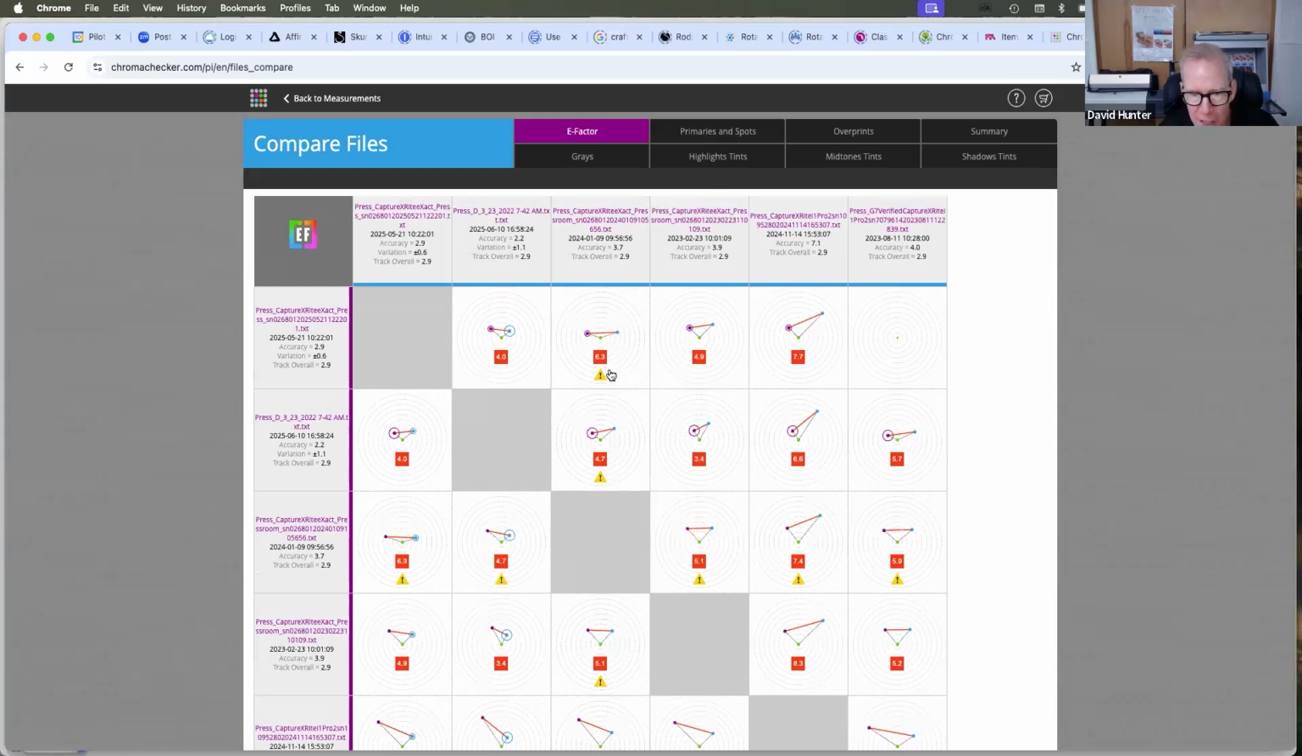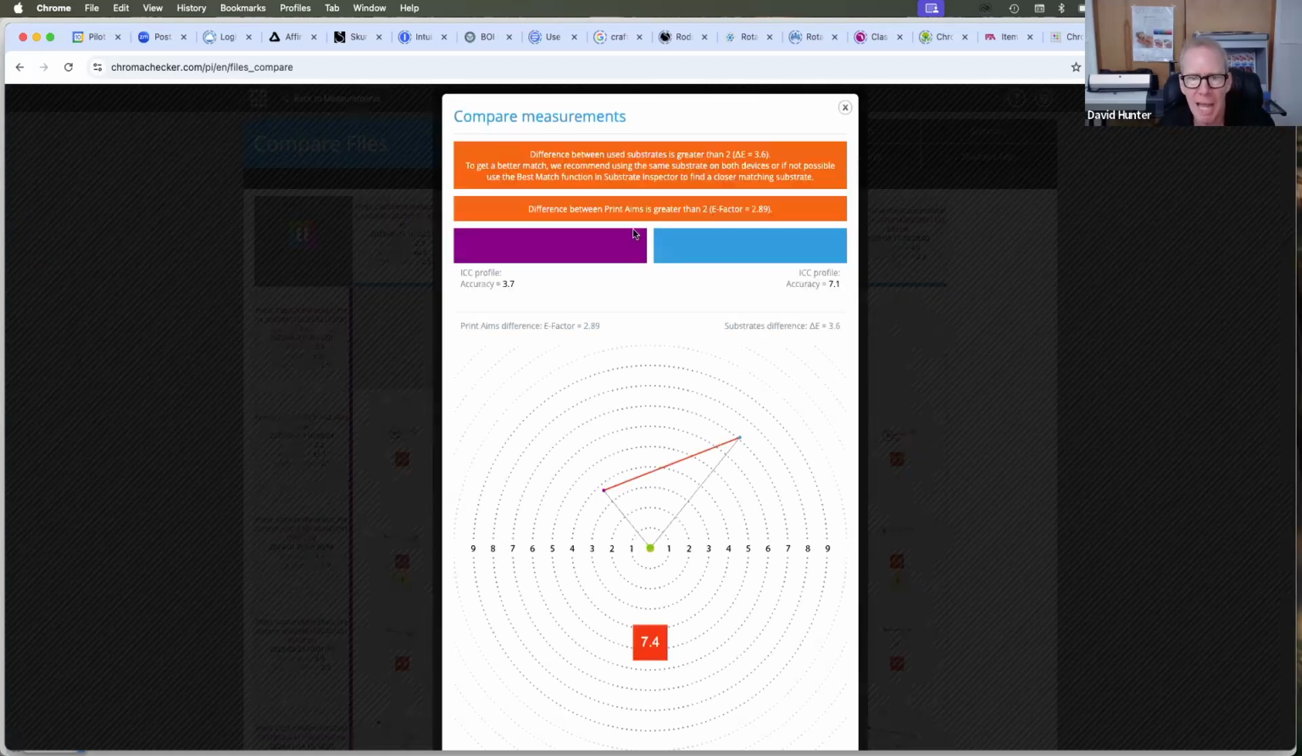Now, a couple of these, you'll see they have exclamation points on. If I click on the exclamation point, it says, hey, the difference between the substrates is greater than 2. It's 3.6. To get a better press match, use the same substrate on both devices. If not possible, use the best match function in Substrate Inspector to find a closely matching substrate. That's a function in our Substrate Inspector, so you can find a substrate for your Indigo that better matches your offset press, so you can better align your Indigo with the offset press, because paper is the 5th color in 4 color printing, and you want it to match.